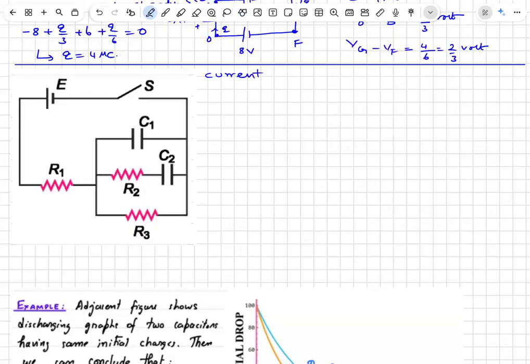Current through the battery at t equal to 0. Current through the battery at t is equal to 0.